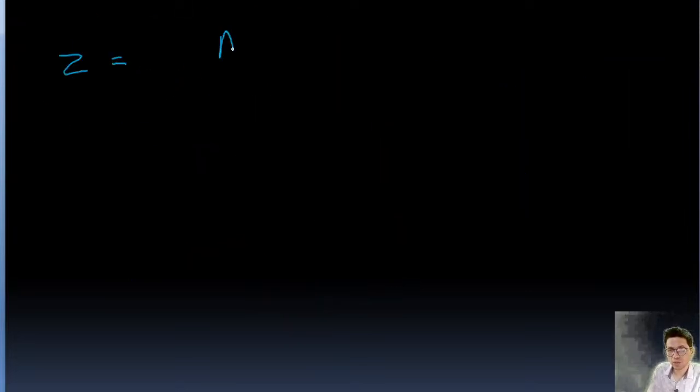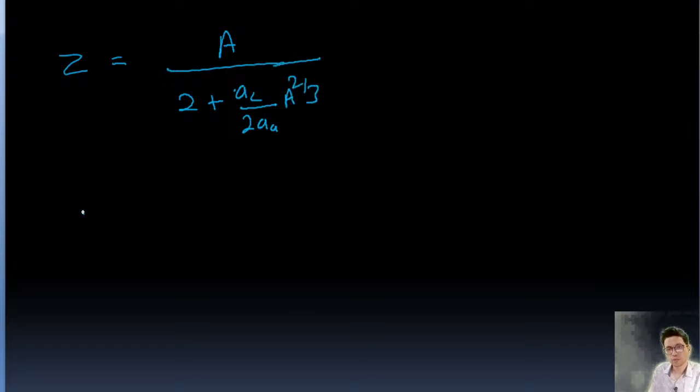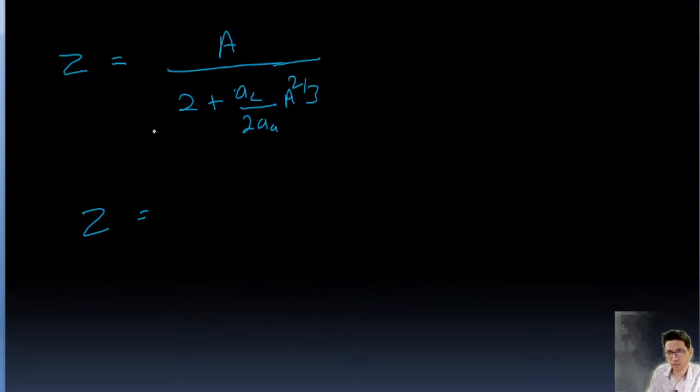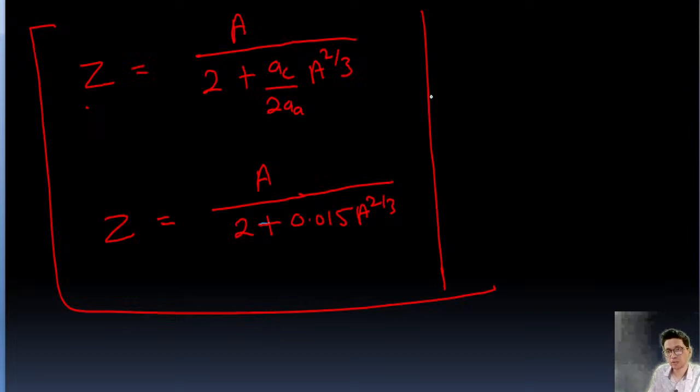So this is Z equal to A upon 2 plus AC upon 2AA A to the power 2 by 3. Directly I'm not differentiating it with respect to Z and putting it equal to 0. I know this formula, so I'm just putting it. These two formulas are very important guys, you need to note down and memorize them. Practice solving many questions using these formulas, then they are automatically going to be at your fingertips.